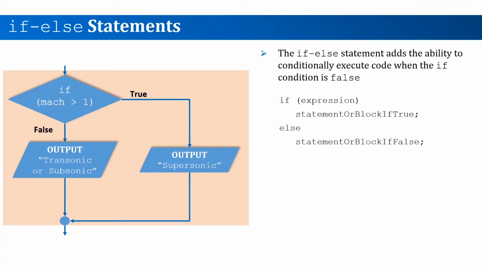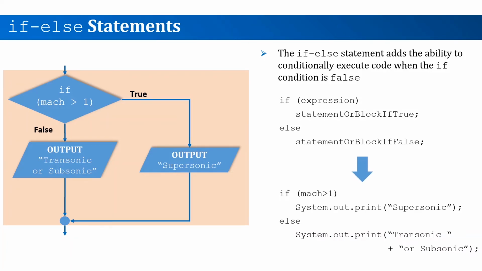The if-else statement will execute code conditionally if the if statement evaluates to true, and another code if it evaluates to false. In this particular example, this can be written as if the Mach is greater than 1, print supersonic, else print transonic or subsonic. Remember, if you want to execute multiple lines of codes conditionally, you will need to enclose them in curly braces.